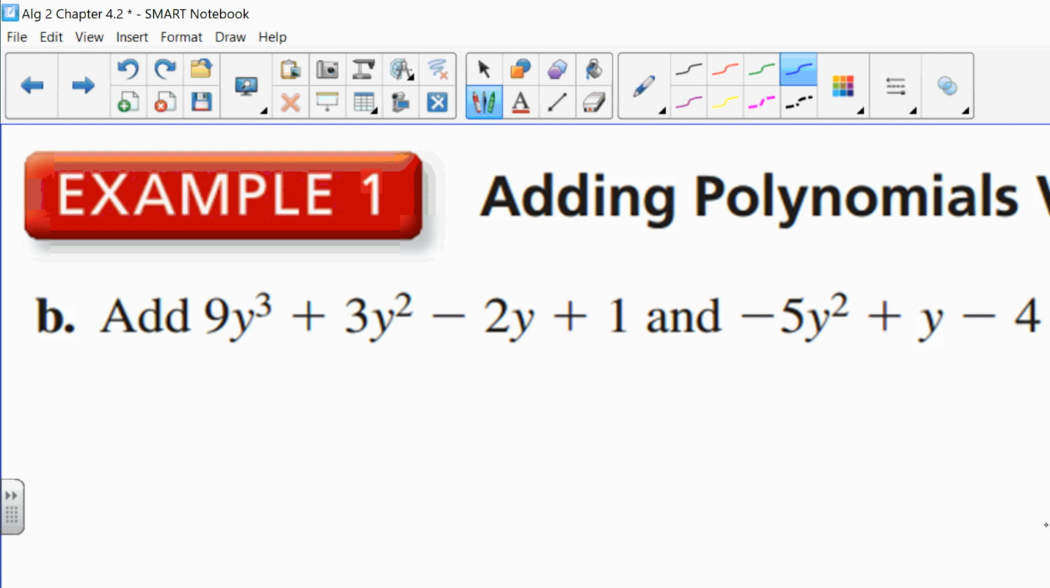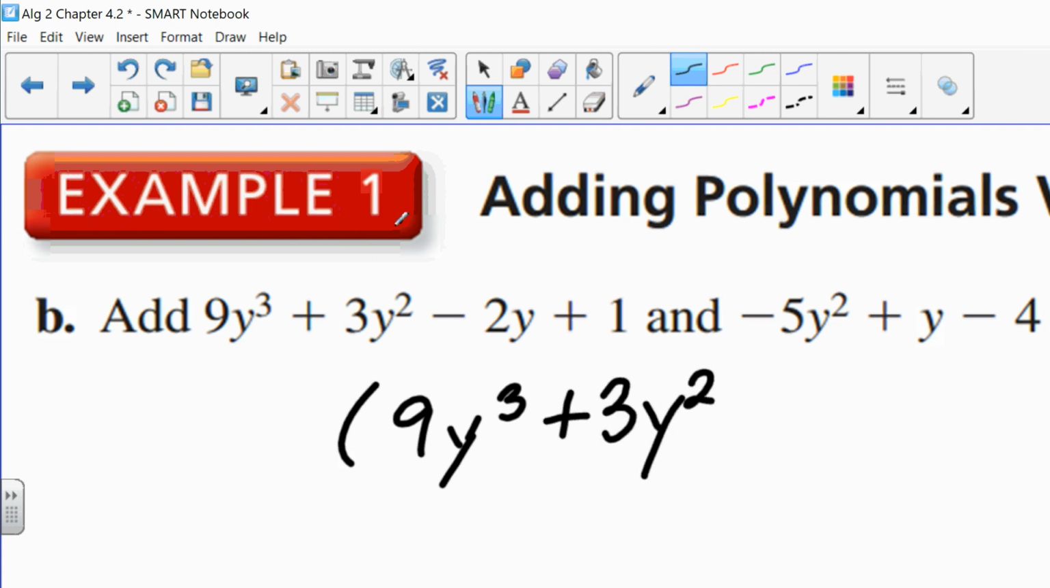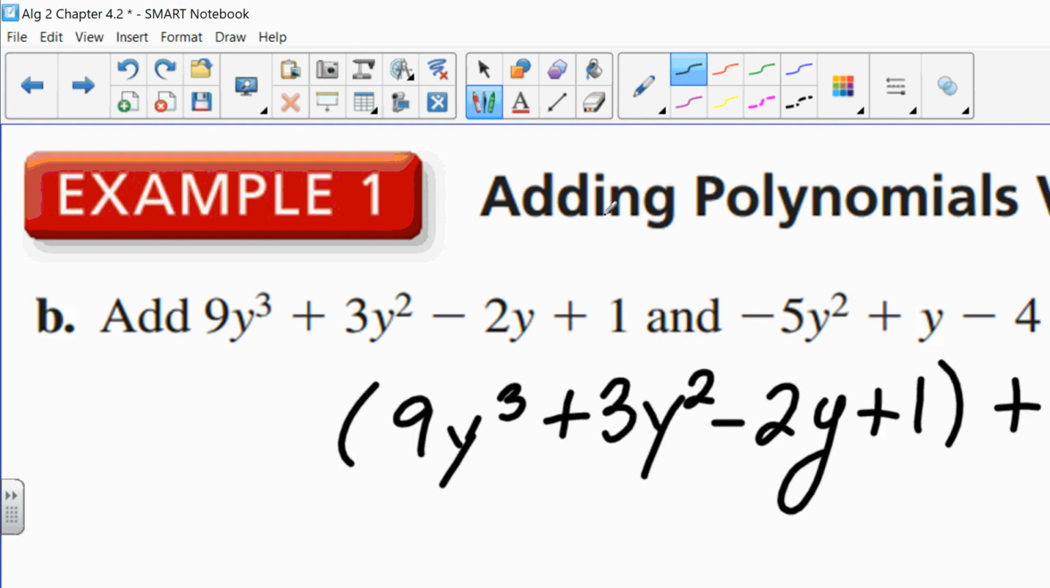Let's look at horizontal. So looking at horizontally, straight across. And we've done addition and subtraction horizontally before. So really, when we do this horizontally, we'll rewrite them with parentheses. And we're adding to it negative 5y squared plus y minus 4. So we're adding it horizontally instead of vertically.